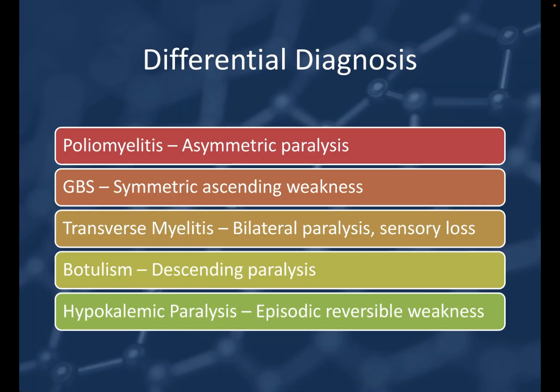So coming to the differential diagnosis, one is poliomyelitis, which is very common. I'm just listing out the common differential diagnoses. The other one is Guillain-Barré syndrome, then transverse myelitis, then botulism toxin, and then hypokalemic paralysis. In case of botulism, there will be descending paralysis, whereas in case of GBS, there will be ascending paralysis plus symmetrical involvement. In case of transverse myelitis, there will be bilateral paralysis associated with sensory loss. And in case of hypokalemia, there will be an episodic reversible weakness.